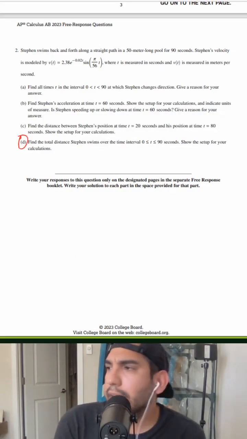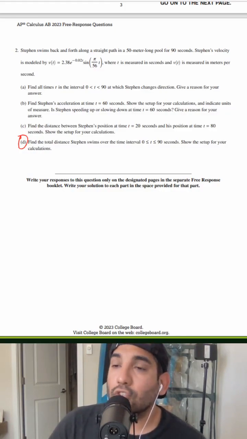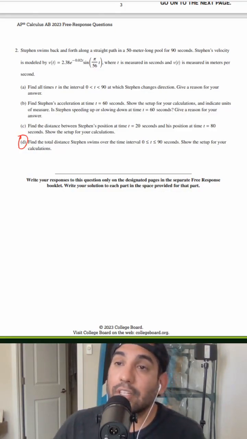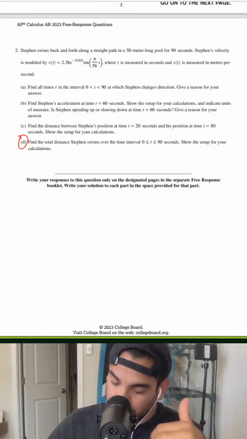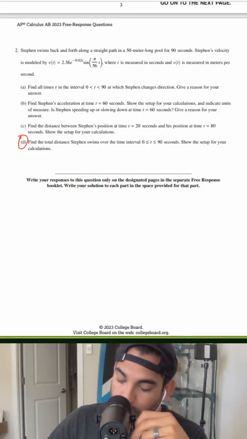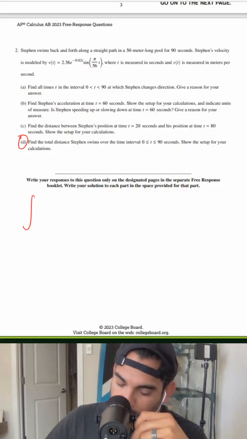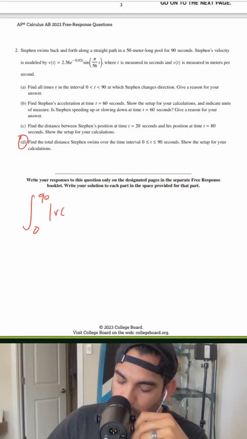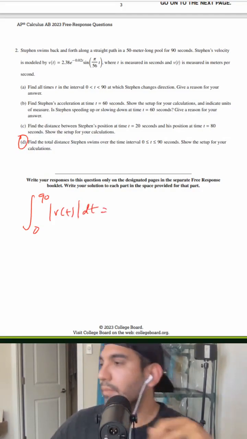All right, let's go to part D now. Find the total distance Steven swims over the time interval 0 to 90 seconds. So this is a little different because now they want the total distance. This is not displacement. Remember, total distance is the integral from 0 to 90 of the absolute value of the velocity function.